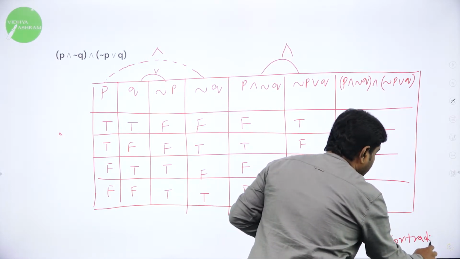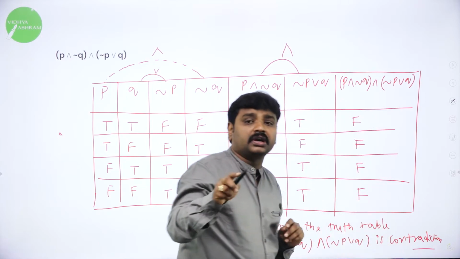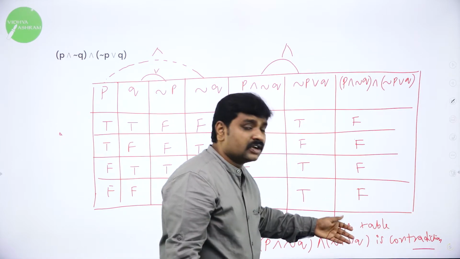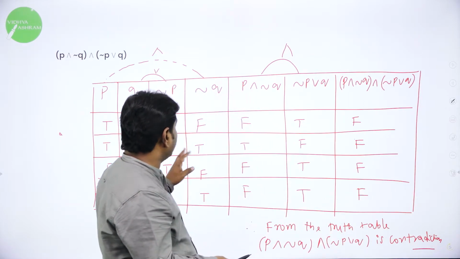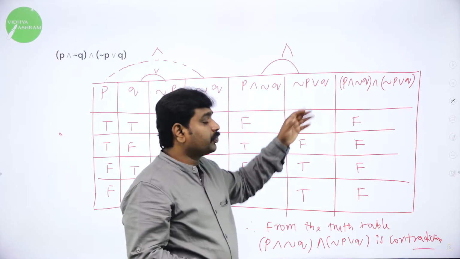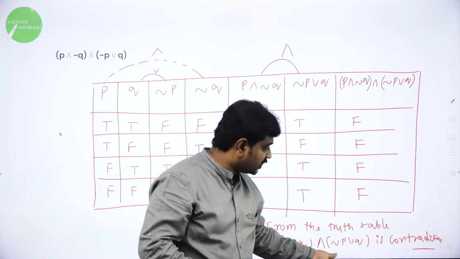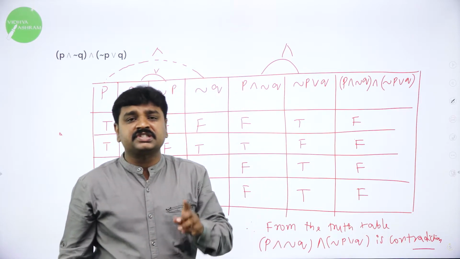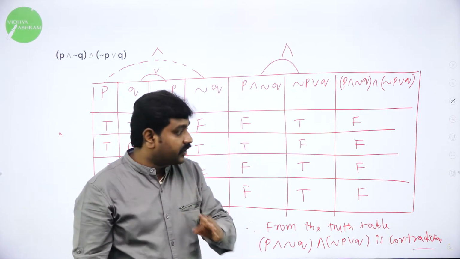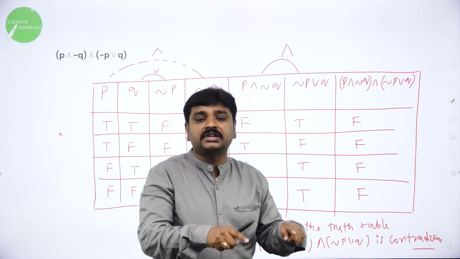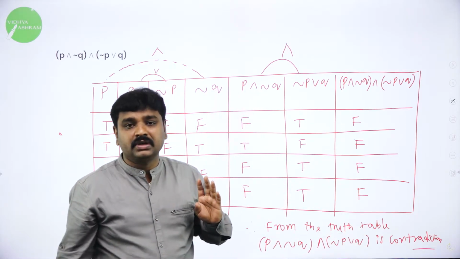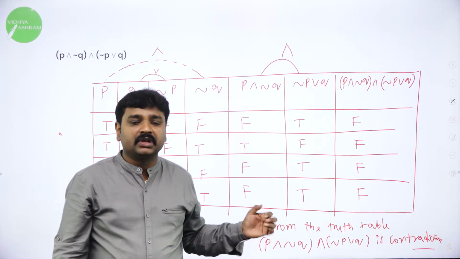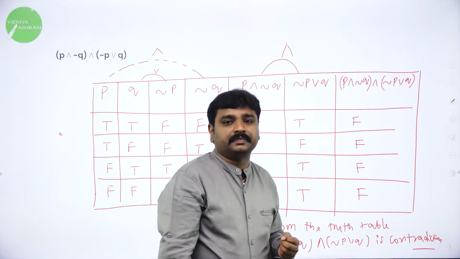What is meant by contradiction? A compound proposition is said to be contradiction if it is always false for all the combinations of truth values of its components. All the components' truth values, if you combine, you should always get false. Then this compound proposition is said to be contradiction. So now we proved it is contradiction. First one, it was tautology. This is contradiction. Then we'll go ahead with the next problem.